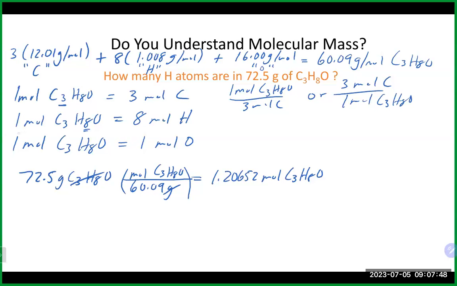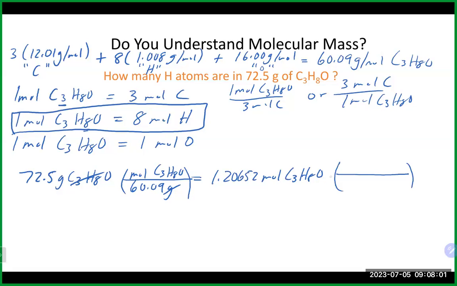So that is where this relationship is going to come from, and that's going to come from the actual formula itself. And we're just going to use it as a conversion factor. So in this case, we want to get rid of the entire thing. So that's going to go on the bottom. 1 mole of C3H8O would give us 8 moles of hydrogen.